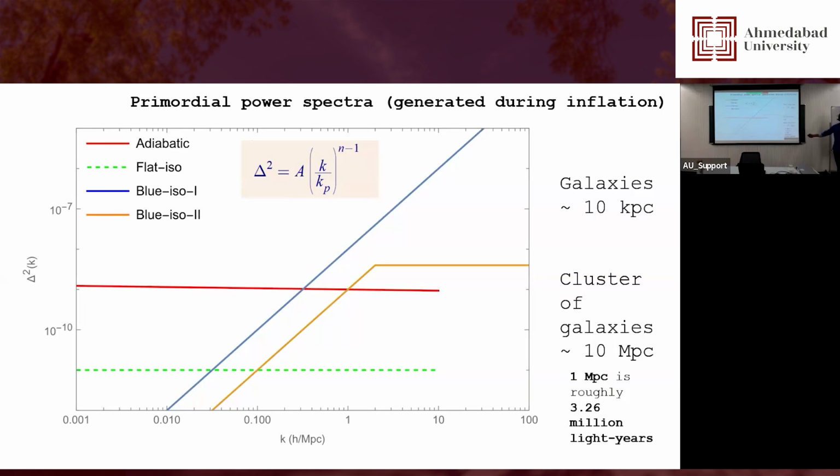Now, as I said, these are flat. If all of the isocurvature is just flat and if it is 2%, there's nothing interesting. On the other hand, one can have isocurvature which is blue. In this case, it's blue tilted, so it's going up. Just to remind, this is k. If you take the inverse of this, that becomes the length scale. So this is the length scale where galaxies are, and this is the length scale where clusters of galaxies are.